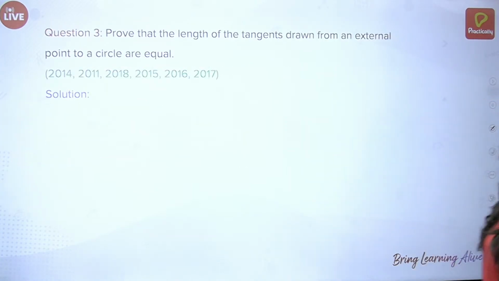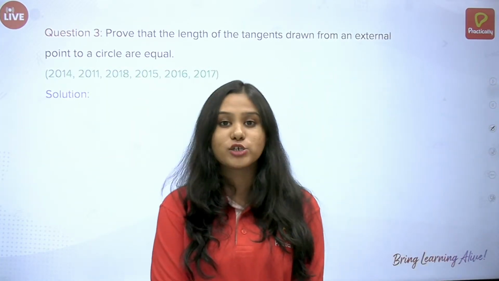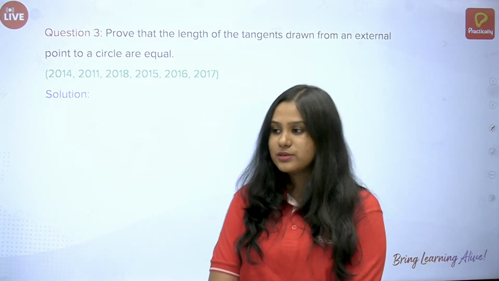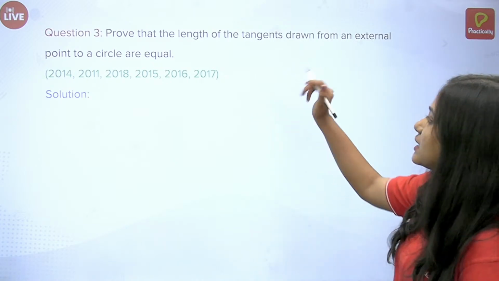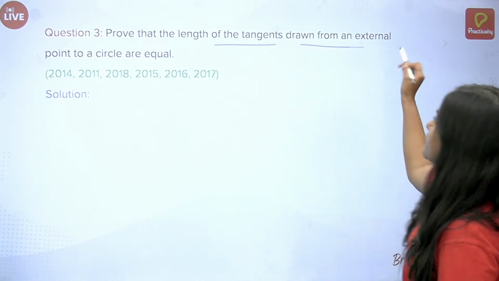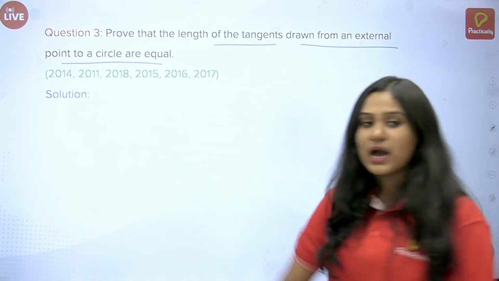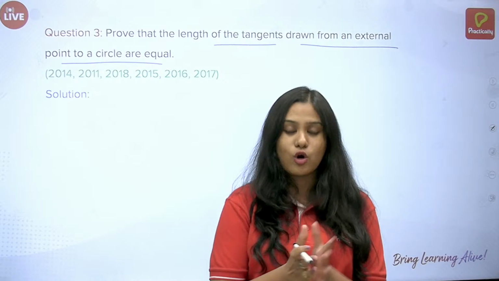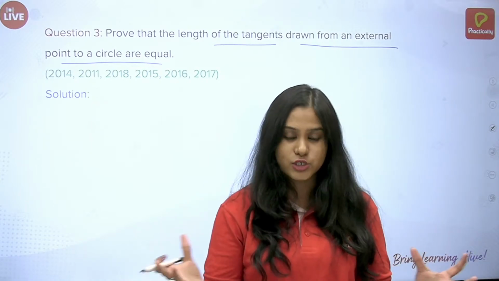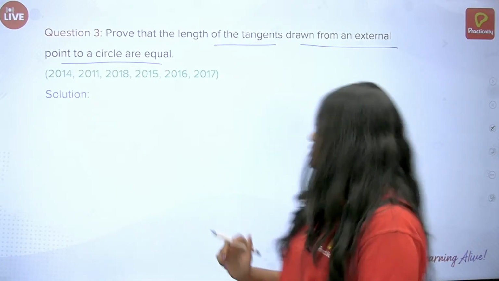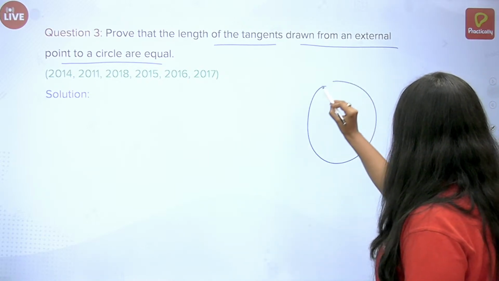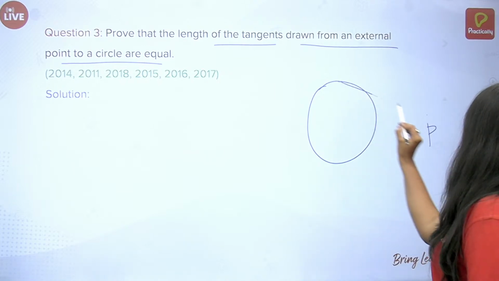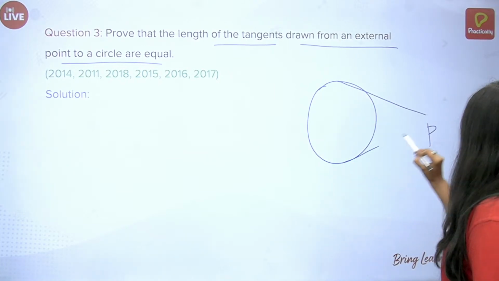Prove that length of the tangents drawn from an external point to a circle are equal. This is a theorem, right? So again, let's do it. Wherever you find a theorem or any diagram or figure related questions, please do draw the figure first. So yes, there is a circle and there is an external point. Let us assume it to be P and let us draw the tangents, correct?